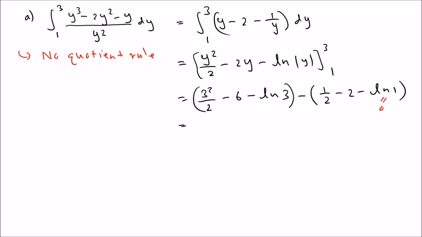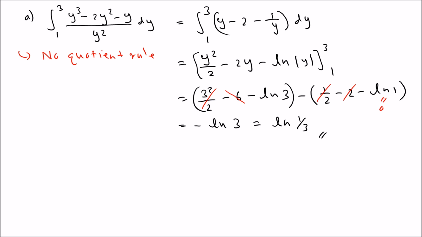If you simplify, this is how much you get: 3 squared means 9 over 2 minus 1/2, that means 4 over 2, that means 4. And then we have plus 2, so that means 6. That cancels with the negative 6. So all these get cancelled, and you only get negative ln 3. In other words, if you bring the negative sign inside, you can write this as ln 1/3 as the final answer.